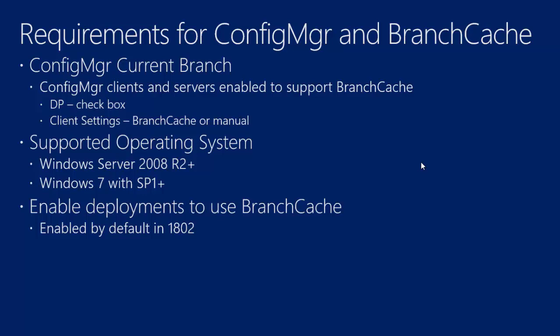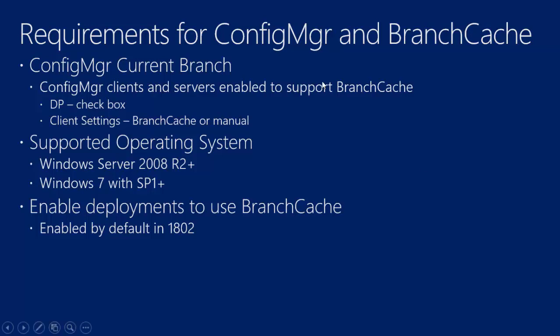So that's something you had to do. It was checked by default. But in 1802 forward of ConfigMgr current branch, that is not even an option on deployments any longer because it is turned on by default. The expectation is if you have BranchCache enabled, you want to use it. And so don't require selecting it on deployments, right? Make it a default enabled thing on deployment. So it is, and you won't see that check mark in 1802 forward.